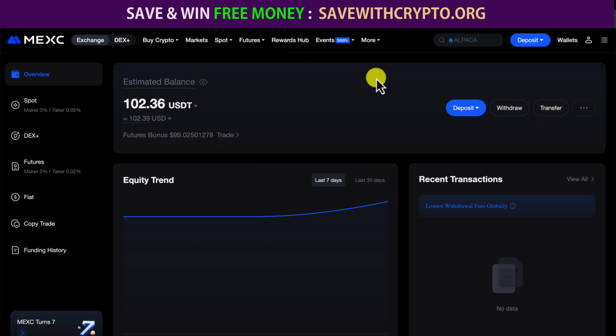This MEXC one is one I started yesterday. I actually closed this trade this morning because I don't want to lose anything on this one. I started off with $100 there that was given to me by MEXC just to try it out. So I'm currently $2.36 up. But my idea with this is to try and make 1% a day and see how we go.